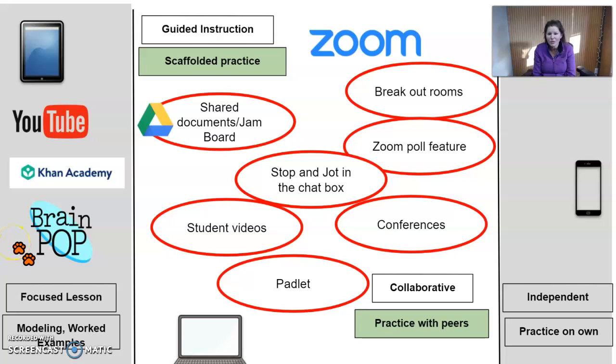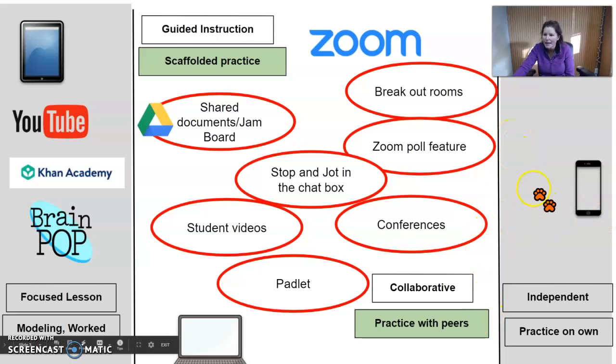So what does I do, we do, you do look like in the remote world? If you're thinking about that focus lesson, that I do piece, it has become common practice to find how-tos on YouTube or Khan Academy, Brain Pop, or better yet, create your own using Screencast-O-Matic or Screencastify. Those videos are easily dropped into the learning management system of your choice. Likewise, when you think about that you do, that independent piece, putting independent practice like math problems or worksheets into Canvas or Google Classroom has become common practice.